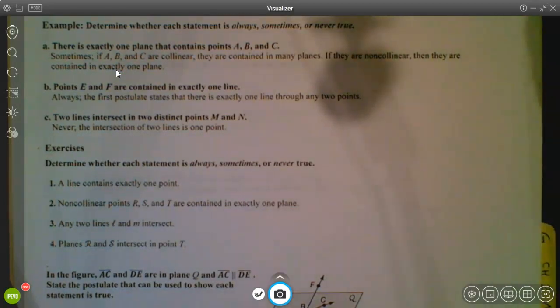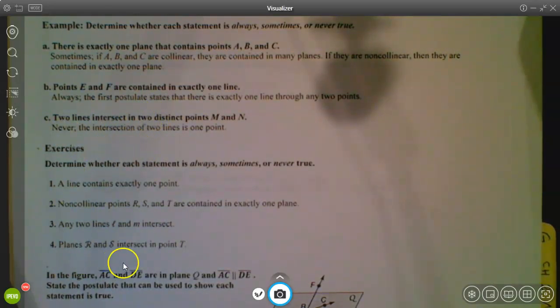So let's look at the next one. We have points E and F are contained in exactly one line, and that was one of the first postulates that we looked at that said through any 2 points there exists exactly one line, right? And so that's exactly what that postulate says, so that's something we would say is always true. And then the third one, two lines intersect in two distinct points, M and N. That would never be true. That was the second to last postulate that we looked at. That was 2.6. 2.6 said if two lines intersect, their intersection is exactly 1 point, right? Never two distinct points. So that's something that is never true.